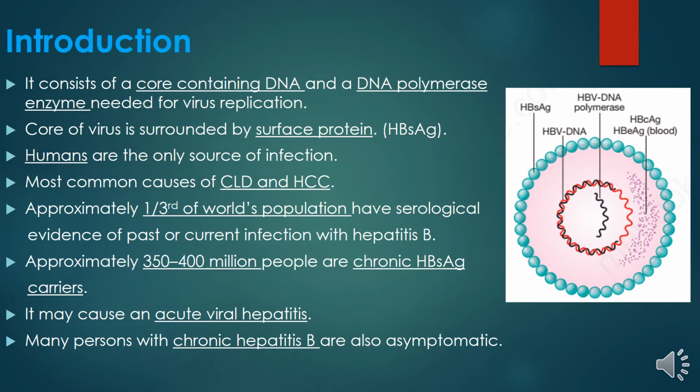Approximately 350 to 400 million people are chronic hepatitis B surface antigen carriers. It causes acute viral hepatitis and also chronic hepatitis B, which may also be asymptomatic.